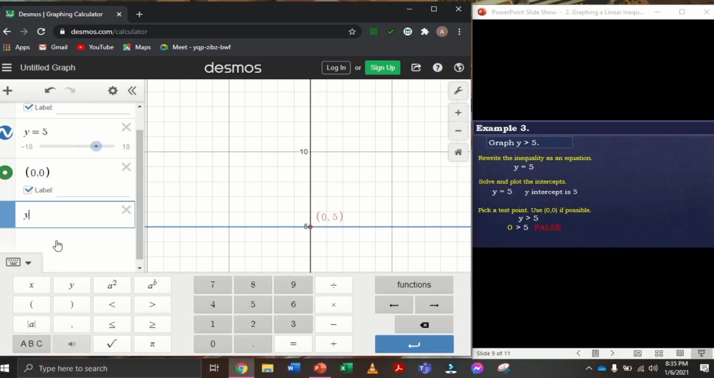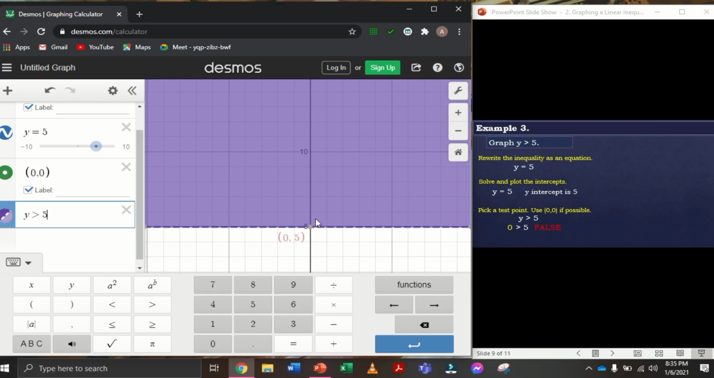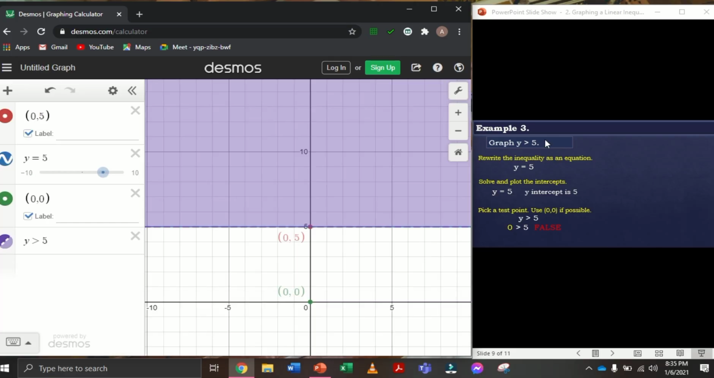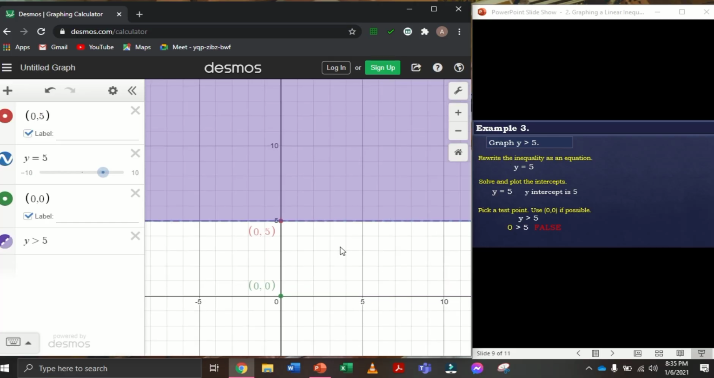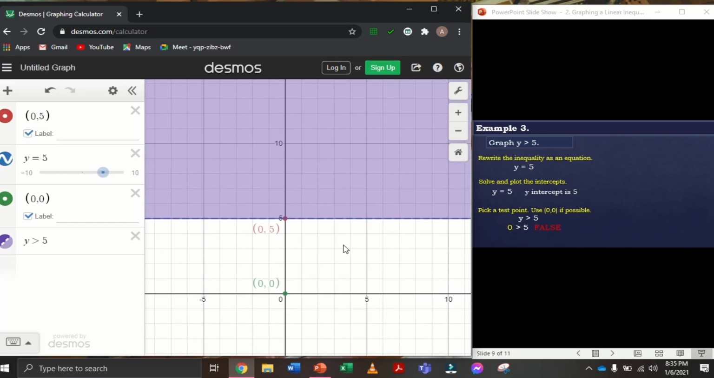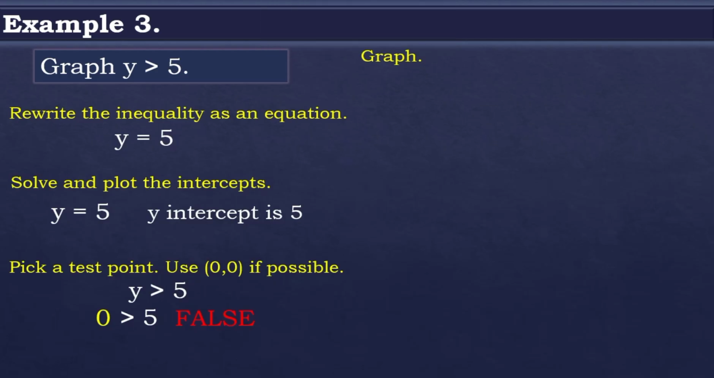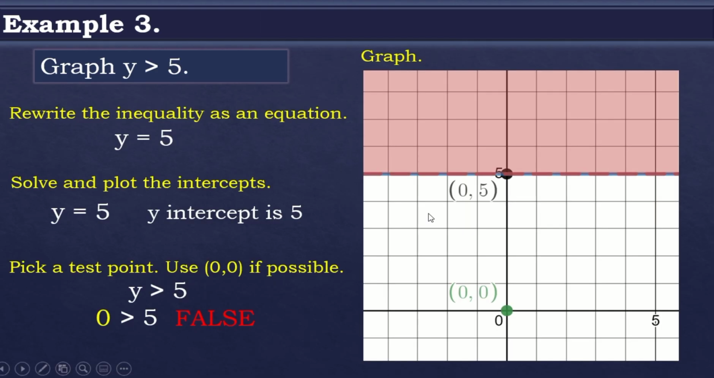So, sige, i-graph natin. Ang given mo ay y. Tingnan natin kung dito siya sa taas. Okay? So, y is greater than 5. Okay, so this is the graph of y is greater than 5. Ito po siya. Alright, so this is the graph of y is greater than 5.